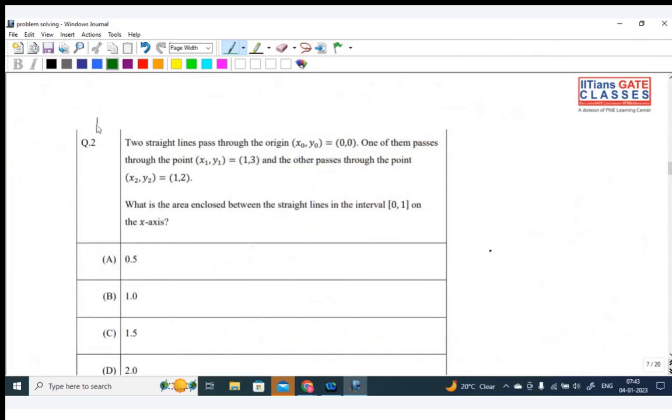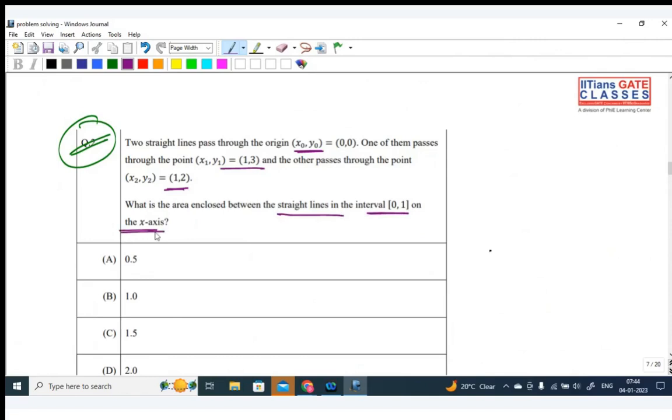One more question, guys. This is one of the good questions that was asked in the GATE examination. So please solve this. Two straight lines pass through the origin. One of them passes through 1, 3 and the other passes through 1, 2. What is the area enclosed between the straight lines in the interval 0 to 1 on the x-axis? Many questions have been asked from area, right?